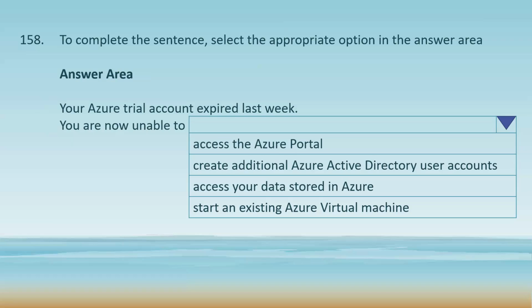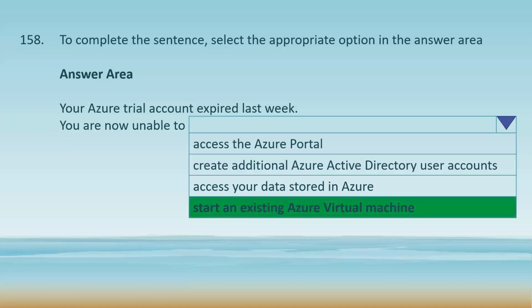And the activities are: access the Azure portal, create additional Azure Active Directory user accounts, access your data stored in Azure, start an existing Azure virtual machine. And the correct answer in this case would be start an Azure virtual machine. You won't be able to start an Azure virtual machine if your Azure trial account has expired.